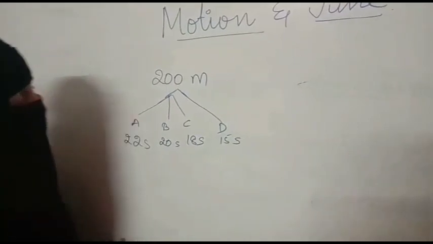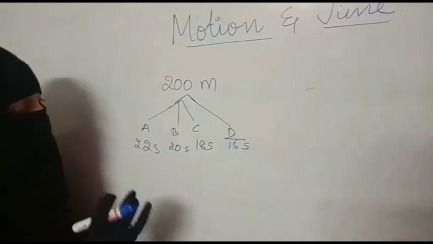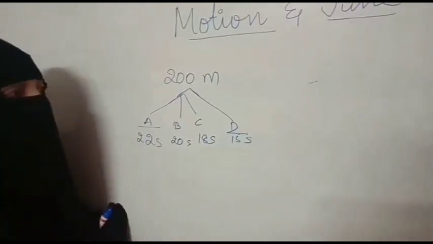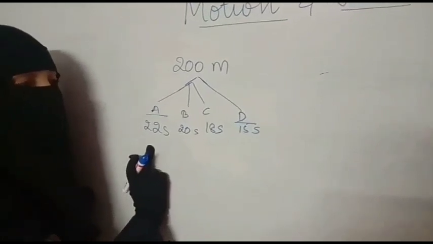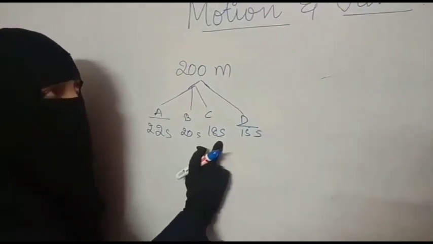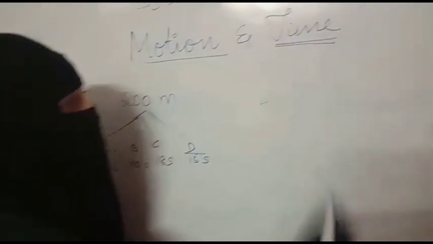Now, can you guess who ran fastest? Yes, obviously the person D. And who ran the slowest? That is the person A. How can you say that this person is fast and this person is slow? That is based on the time. So to know whether an object is fast or slow, we need to know the time.